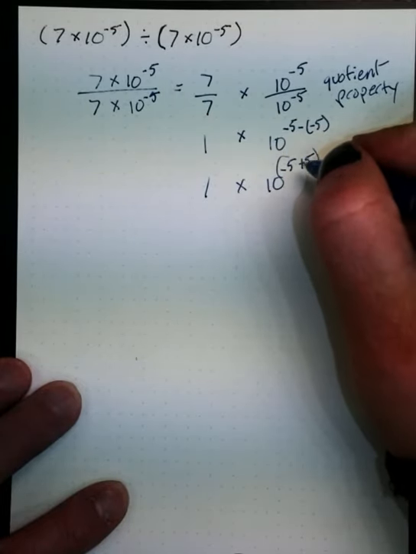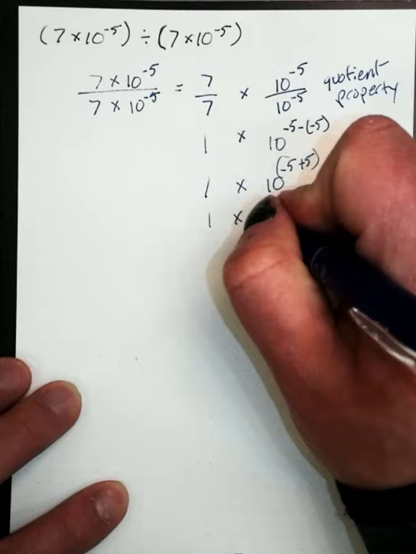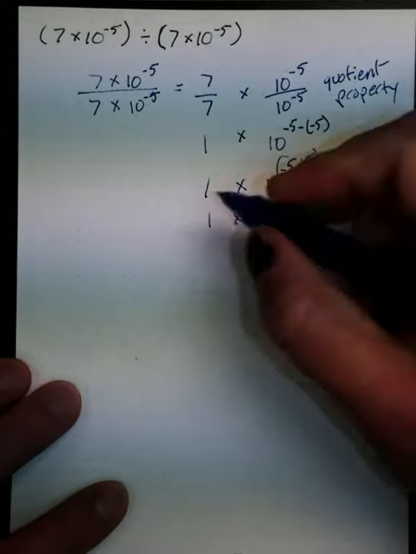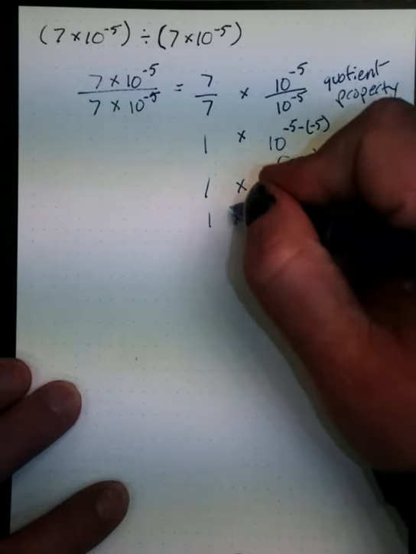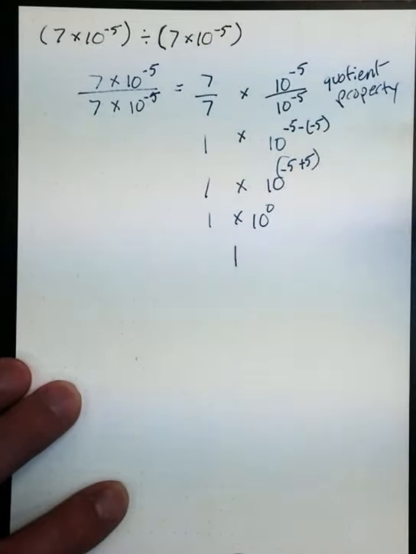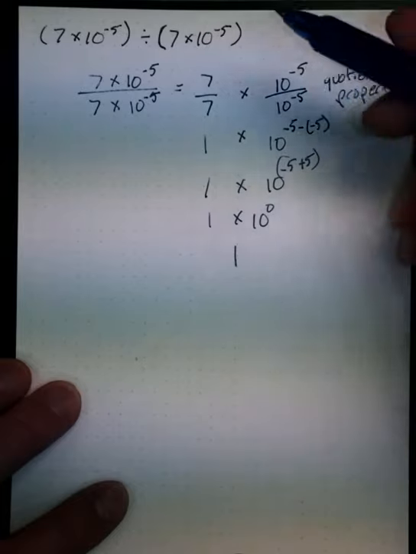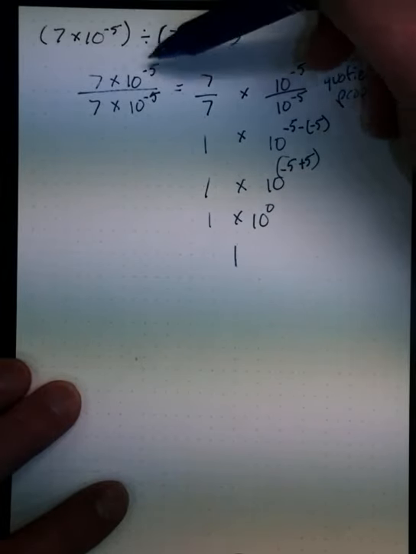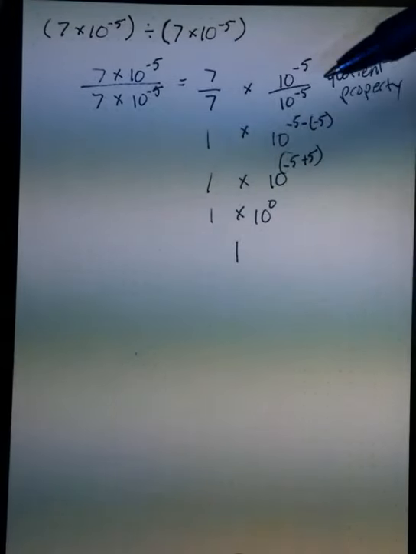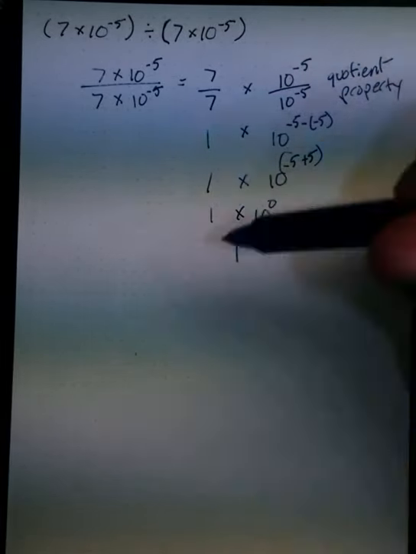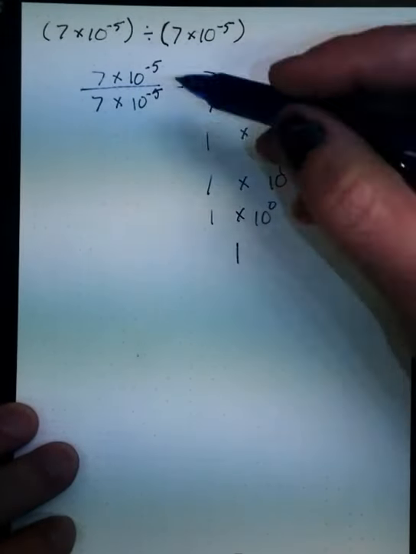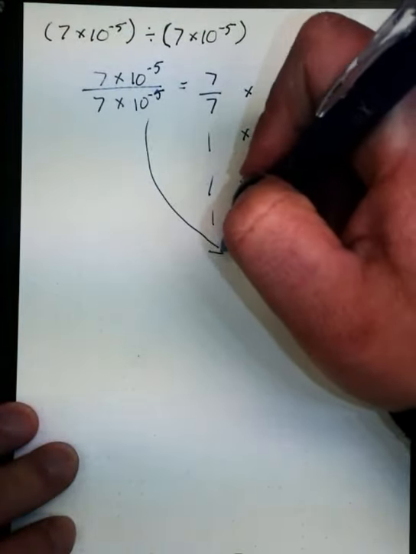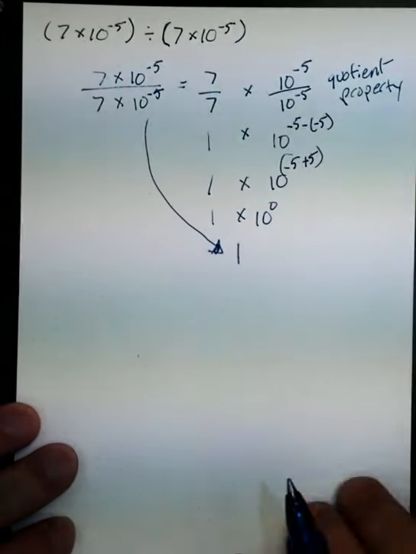These are opposites. 1 times 10 to the 0. 10 to the 0 is just 1. 1 times 1 is 1. So since I have the exact same values being divided, this is just equal to 1. If you recognize that right away, you could have skipped all of this and just gone straight to 1.